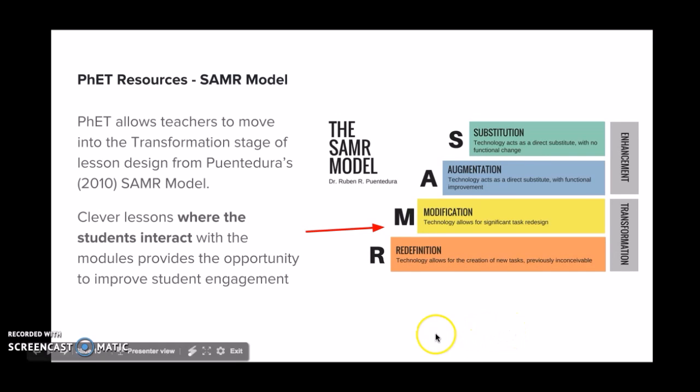If we look at the SAMR model, which was developed by Dr. Ruben P., this is really a model where we can look at how ICT can be introduced into the classroom. And we believe that PhET really takes things beyond just enhancing what you'd be doing in the classroom at this level, and really starting to transform and allow you to redesign how you'd be teaching that content. And the key thing is that students can play with it, they can interact with it. They obviously need a device, like a computer or a tablet, to be able to do that, but that would really increase student engagement with the topic that you're teaching.